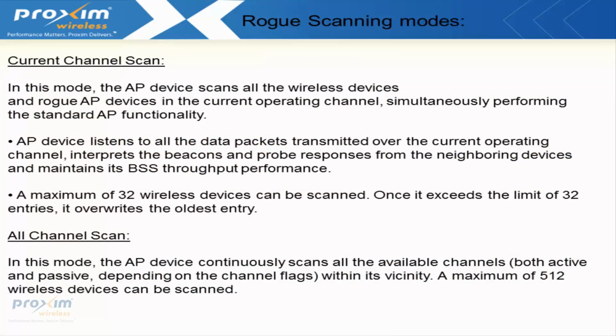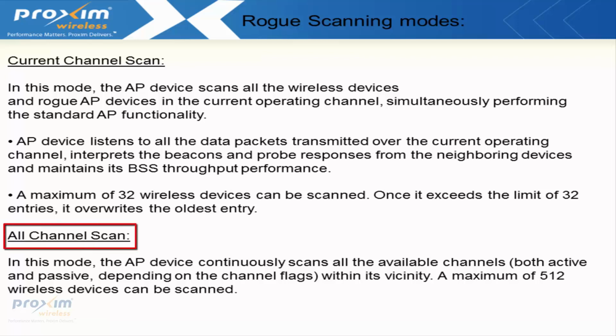Current channel scan. In this mode, the AP scans all of the wireless devices and rogue AP devices in the current operating channel, simultaneously performing the standard AP functionality. The AP will listen to all of the data packets transmitted over the current operating channel, interpret the beacons and probe responses from the neighboring devices, and maintain its BSS throughout performing its wireless access point duties. It also maintains a max of 32 wireless devices at one time. Once it exceeds the limit of 32 entries, it will overwrite the old entries.